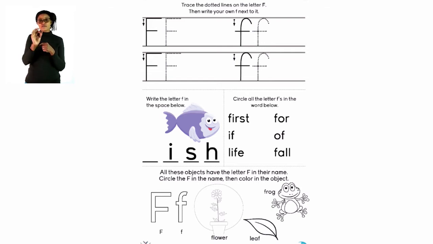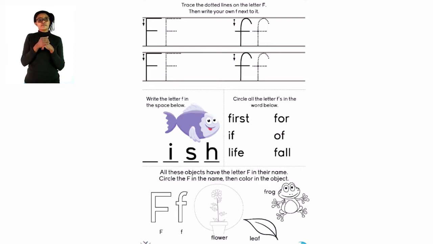We start off with the capital F. As you can see, there's a solid F and a dotted F. So what must you do? You must trace on the dotted lines doing the letter F. And next to the dotted F, after you've traced it, write on your own the letter F.